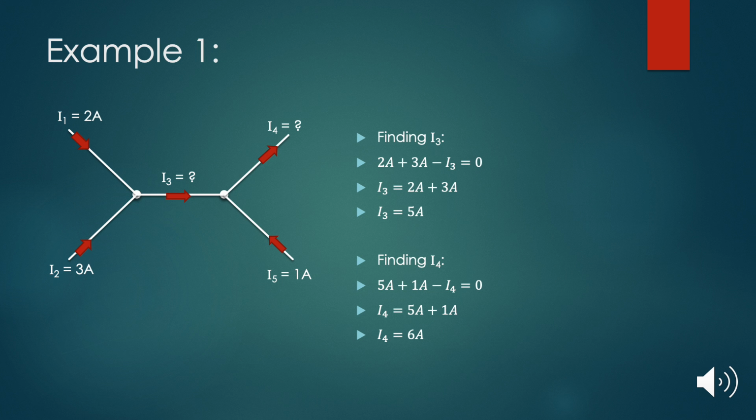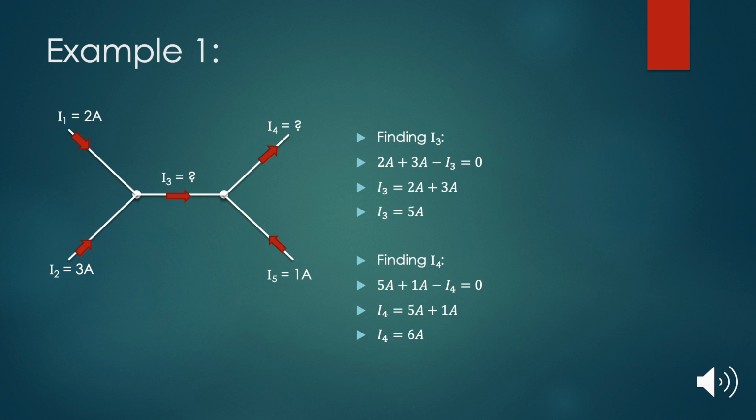In example 1, we witness an array of currents entering and leaving a branch of wires. We know that the sum in the entire system should be equal to 0. When calculating I3, we can see that I1 and I2 will have an effect. Creating the equation and rearranging, we calculate that I3 equals 5 amps.